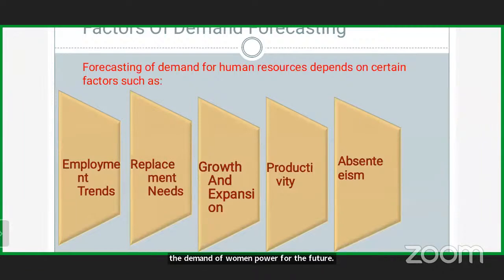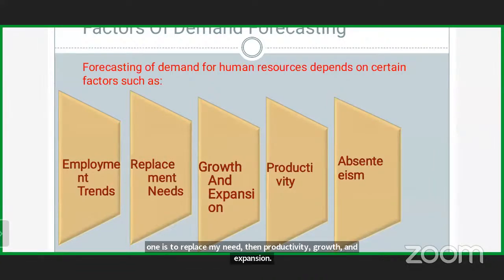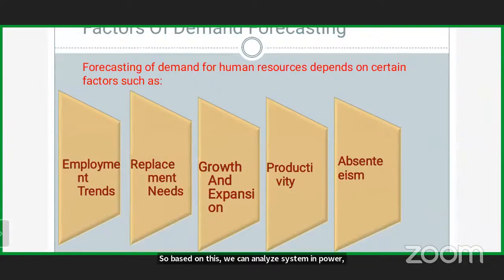So what are the techniques? One is the employment trend. Second one is the replacement need. Then productivity, growth and expansion. Basing on these, we can analyze the manpower, right? See, dear students, first we will analyze the employment trend. What do you mean by employment trend?